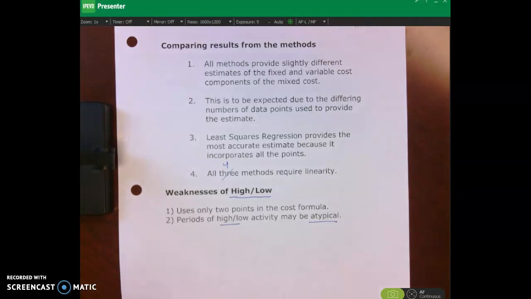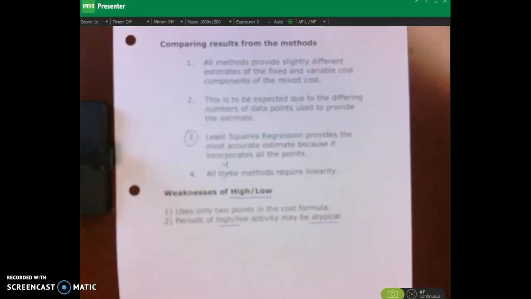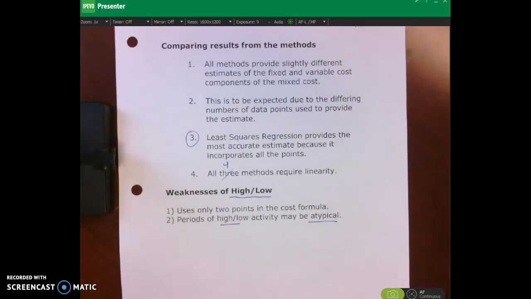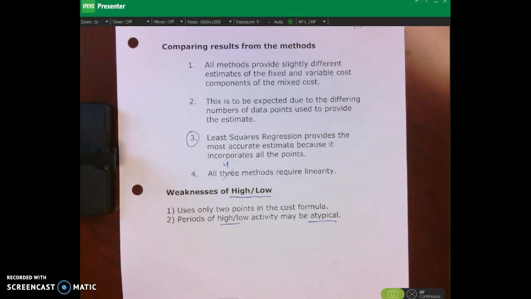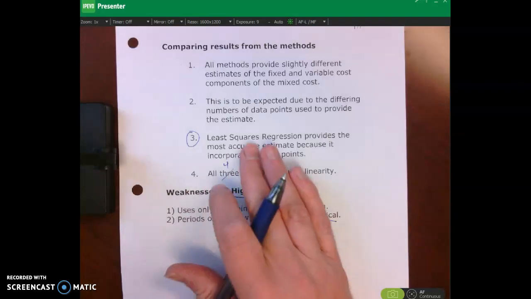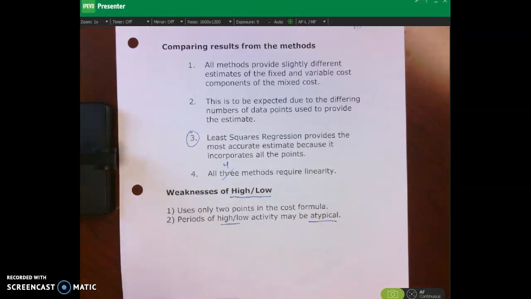I guess maybe a benefit for the high-low is that it's easy to do. But frankly, I would use least squares regression, especially because it can be done in Microsoft Excel, and it's pretty easy to do in Microsoft Excel. If you take my accounting information systems class, which is an upper level accounting class that I teach at Mary Washington, I go into detail on how to do least squares regression in Microsoft Excel.